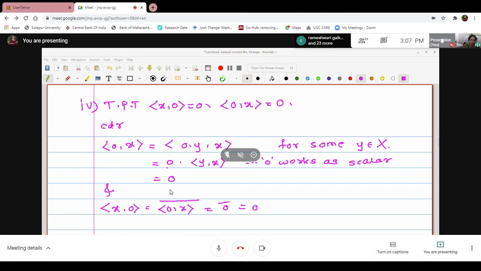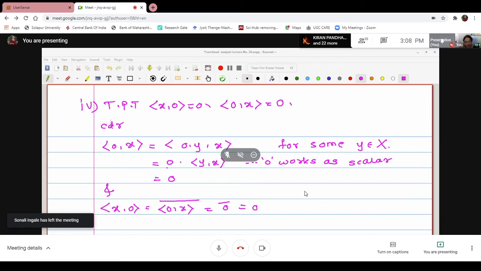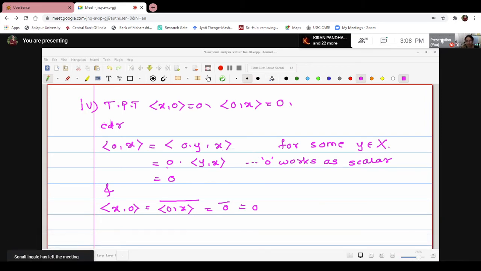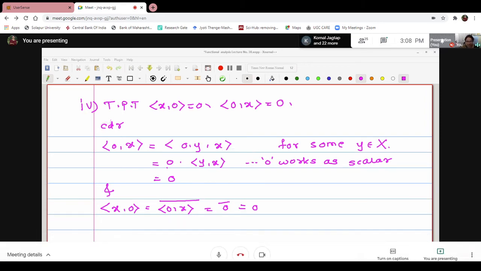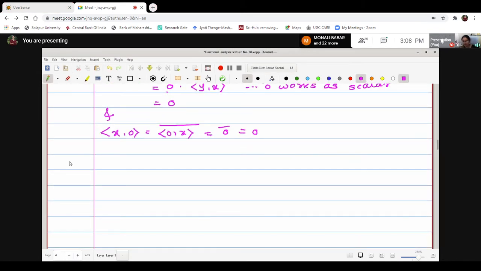Any difficulty up to this? Is anyone having difficulty in this particular theorem, which is actually properties of the inner product spaces? No, ma'am. No difficulty? Okay, then we will proceed further. Actually, with the help of these properties, we are going to write a remark. Now the remark tells us about some more properties.